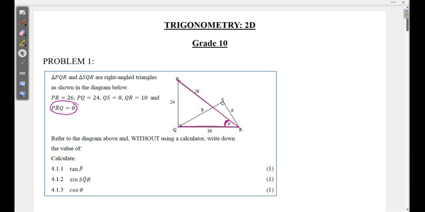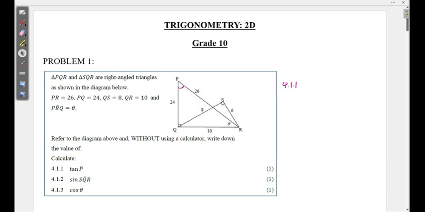Now, what did they say? Without using a calculator, write down the value of tan P, sorry, tan angle P. So angle P would be this one. And let's remember that, good people. So I'll just write 4.1.1 here.